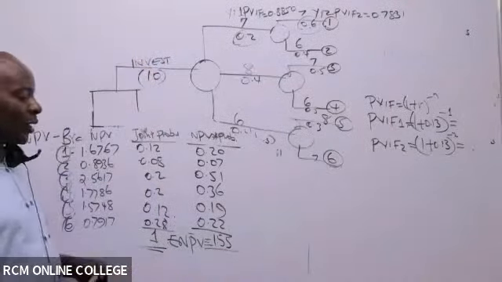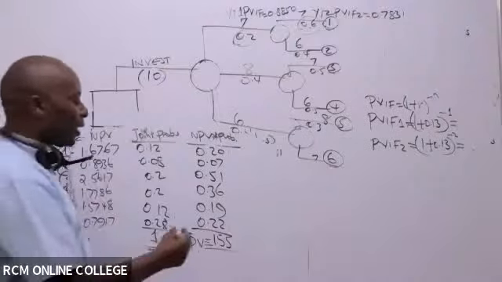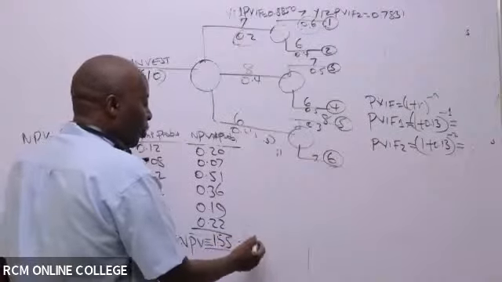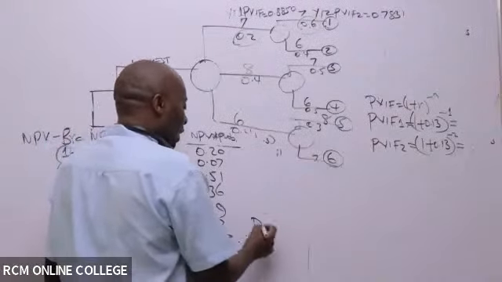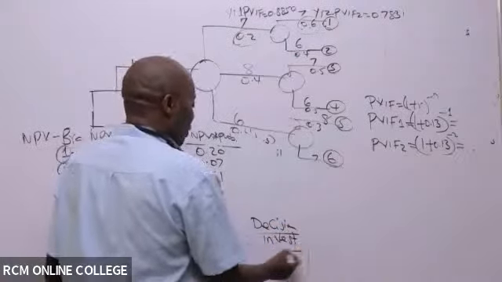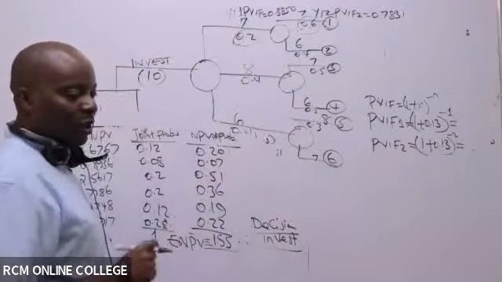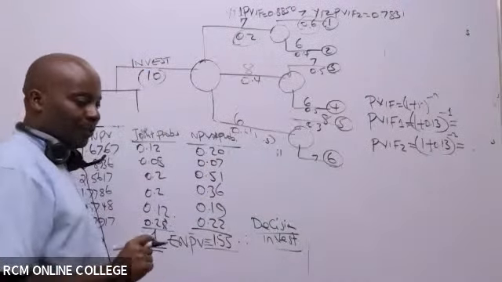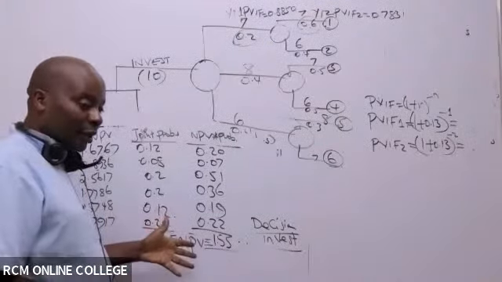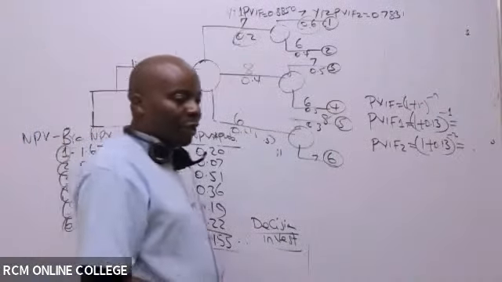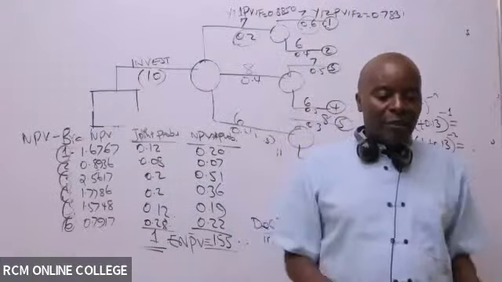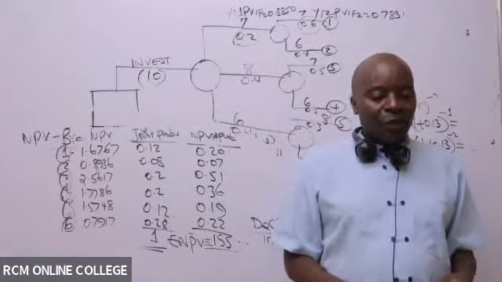Expected net present value is 1.55, which is higher than don't invest. Remember, don't invest was 0. It's positive. And therefore, we are better off investing. So the decision here is invest. If it was negative, we would not have invested. So we make a decision on the basis of the expected net present value. So up to there, ladies and gentlemen, are we together somehow?